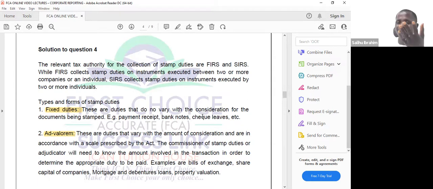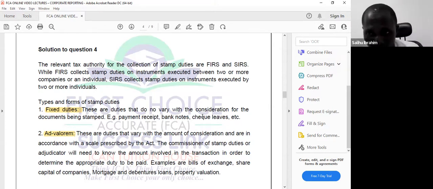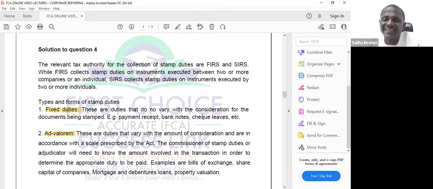Then we have property valuation. The amount of duty you are paying depends on the valuation carried out, the result of the valuation. So if I carry out a valuation of my property and I use a professional valuer, after giving my valuation statement, it is expected to be stamped.